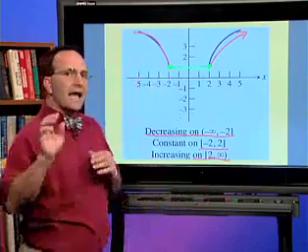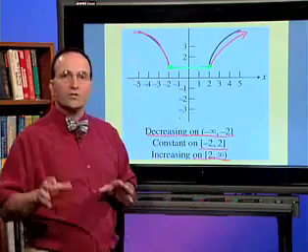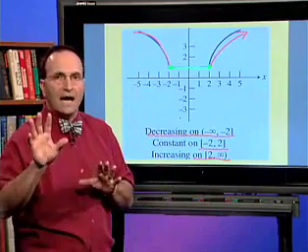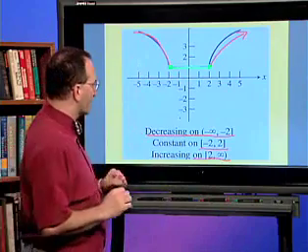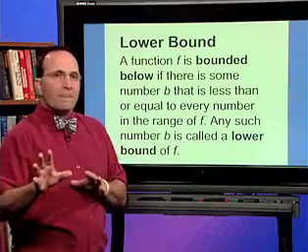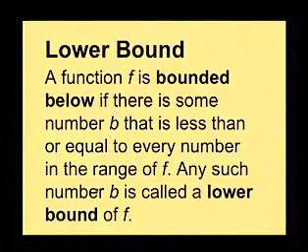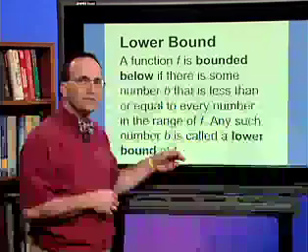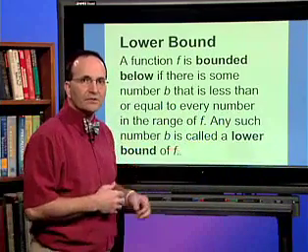All right. Now what we're going to do is turn our attention to what's called bound and unbounded graphs. So, lower bounds. A function f is bounded below if there is some number b that is less than or equal to every single number in the range of f. Any such number b is called a lower bound of f. Well, what does that mean? Let's take a look at a picture.